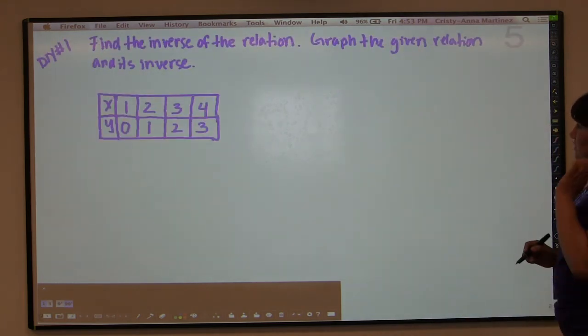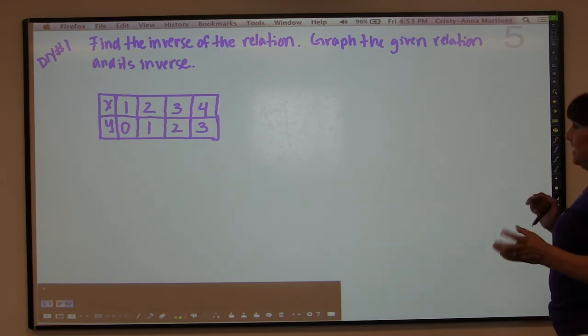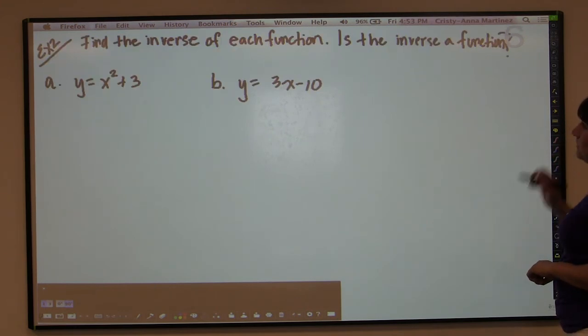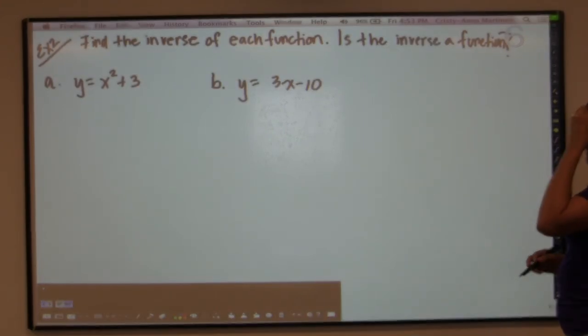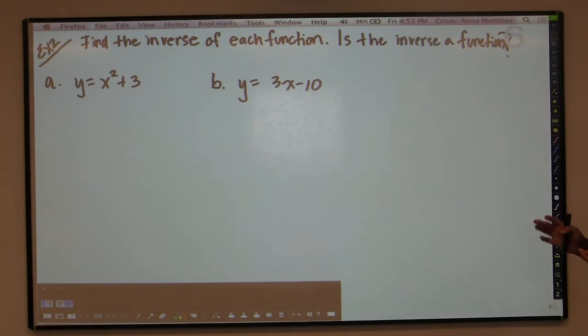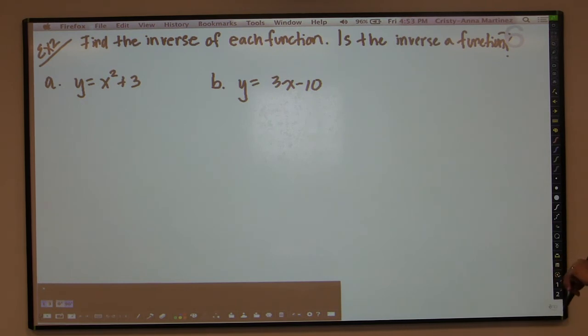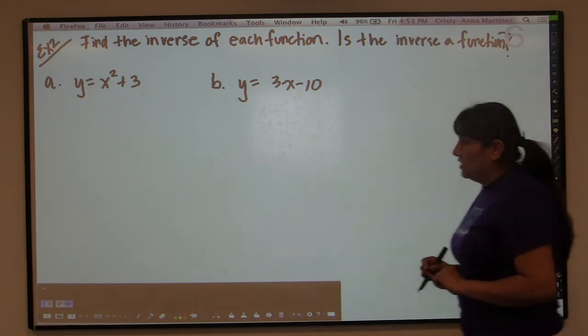So you can try this one. Again, it wants you to find the inverse relation and then graph both the function and its inverse together. All right, example 2 is kind of like the same thing, but now we're not using a table, we're using an actual equation. So find the inverse of each function and then determine if the inverse is a function or not. That's a tricky little question right there.